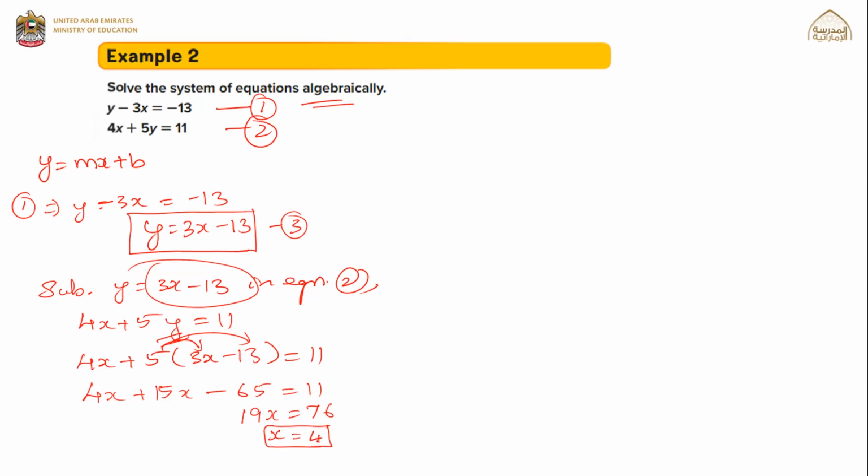Yes, we have come half the way of solving the system of equations algebraically. So what are we going to do next? Next, we require to find the value of y. Now it's so simple. Now you can substitute the value of x equal to 4 in either of the equations. Either you can use 1, 2 or 3.